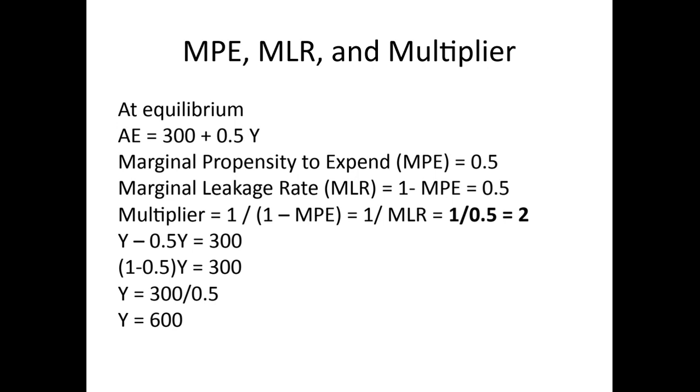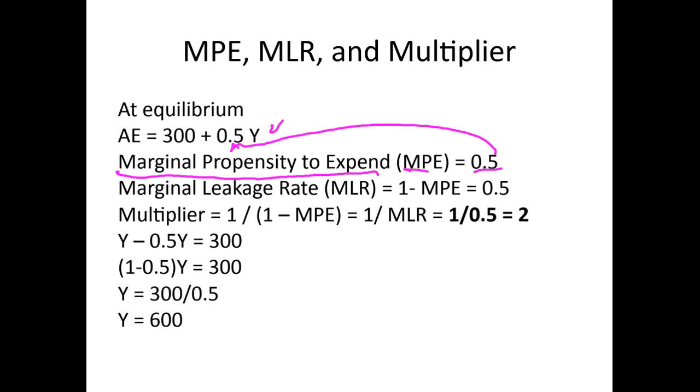So this is what I just discussed. Let me just go through again. So you know that this is aggregate expenditure, 300 plus 0.5Y. Marginal propensity to expend, MPE, is 0.5. How do I know? Because this is 0.5 here.